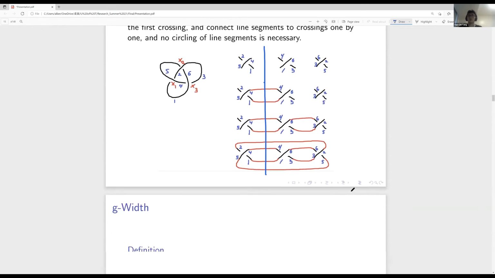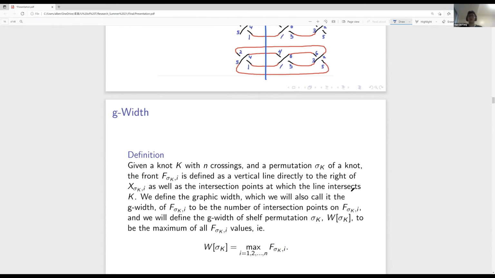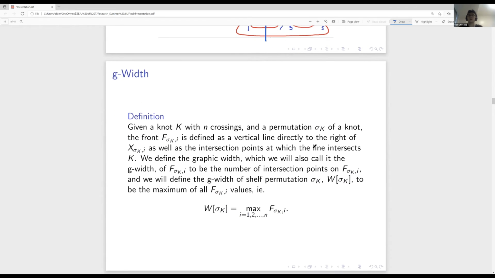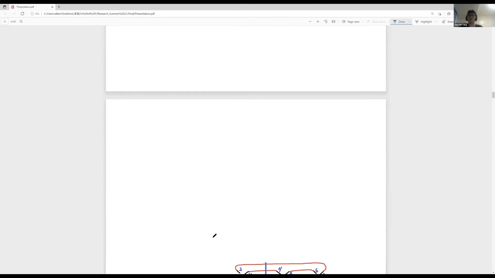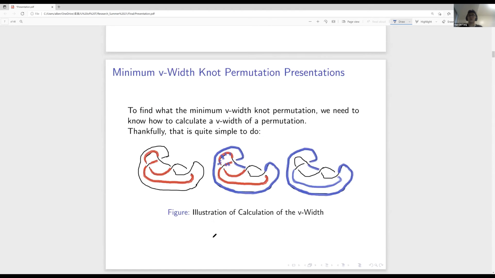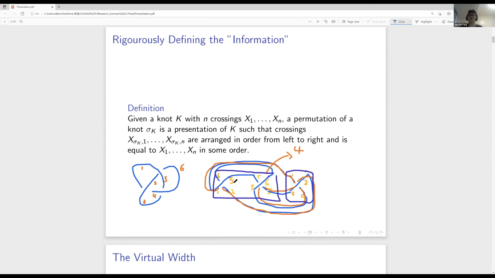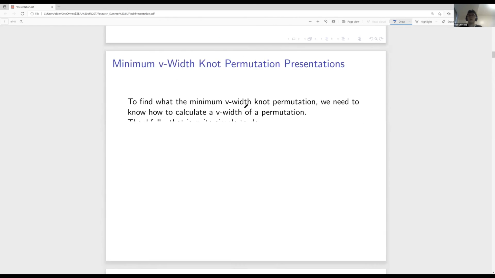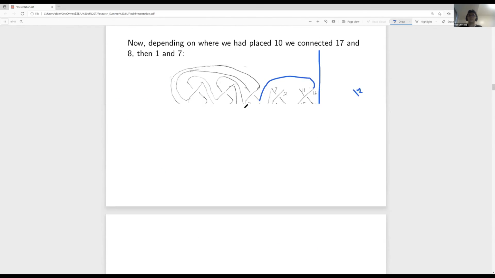So with that, I'm going to define what is called a graphical width. Graphical width is not a complicated one to define. It is basically, if I have a knot permutation, for example, the one that I drew early in this process, I will just draw a line. I will not draw it now because this diagram is already a little bit messy as it is. I draw a line and see how many line segments it crosses, and I will denote that to be the graphical width of that permutation.